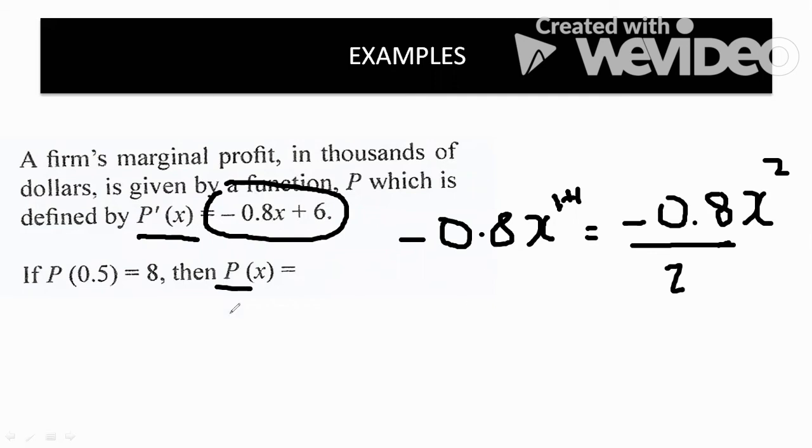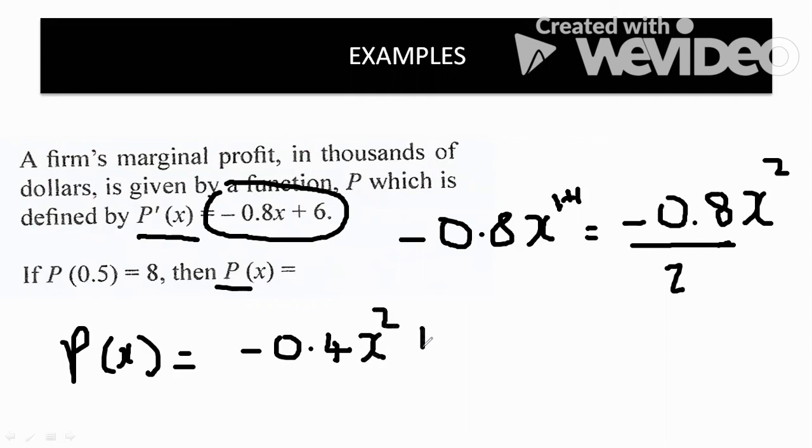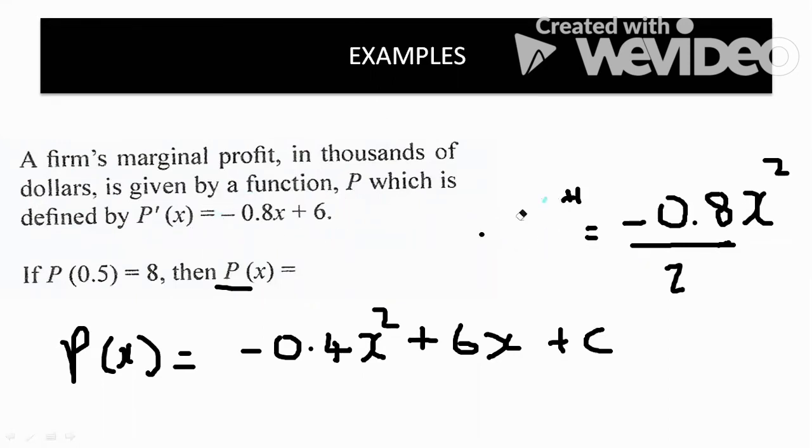So p of x will give us negative 0.4 x squared plus 6x, because if we integrate 6, we're going to get 6x, plus c. But guess what? We need to find c. Yeah, we need to find c.